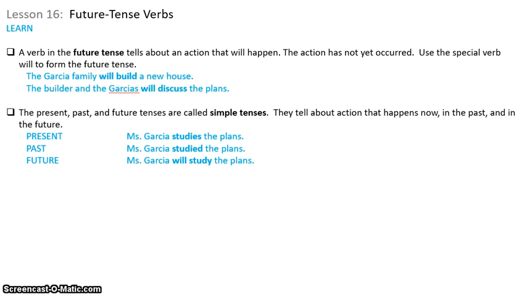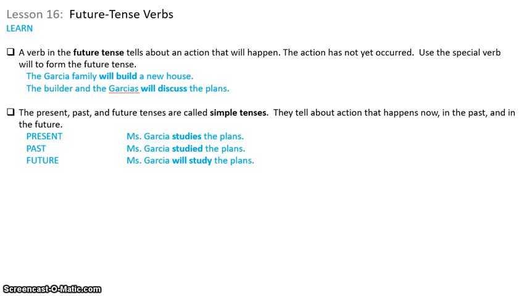The builder and the Garcias will discuss the plans. Have they discussed it yet? No. They will discuss it in the future. Okay, the past, present, and future tenses are called simple tenses. They tell about action that happens now, in the past, and in the future. So, what they've done is they've taken one sentence and made it past, present, and future.